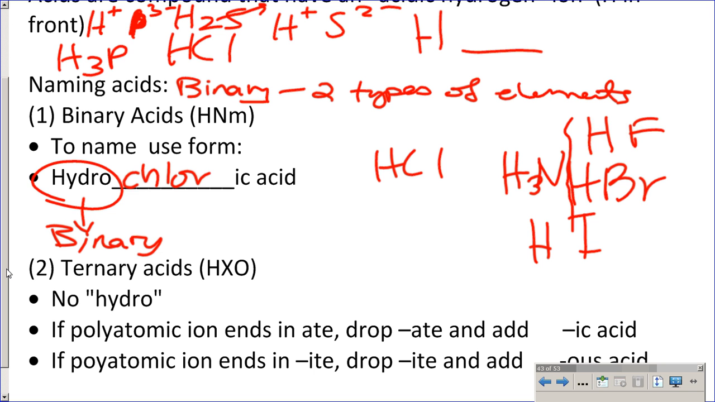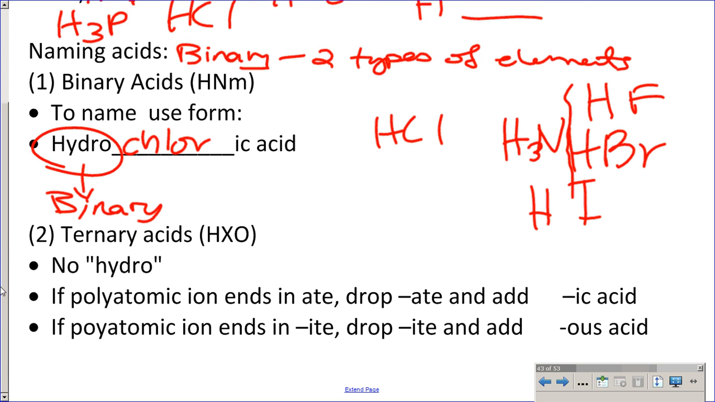Now, why are you saying hydro again? It's not because it's always the first element. It's because it's binary. Hydro does not say H. I know it sounds like it should indicate there's an H there, but it's an acid; it's always going to have H there. You don't got to tell me. You just have to tell me because I want you to know it's just two elements together. Now if you don't say hydro, I'm going to assume there's more than two elements involved. So I'm going to assume it's ternary.